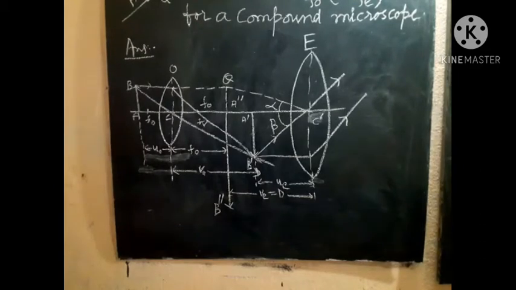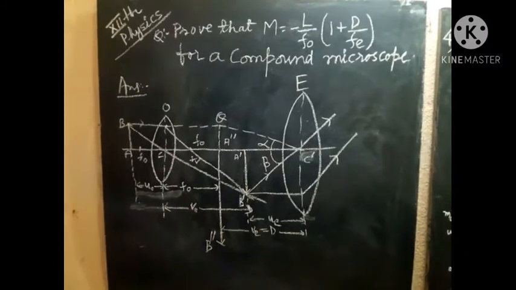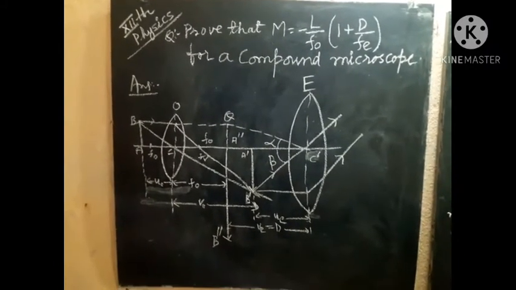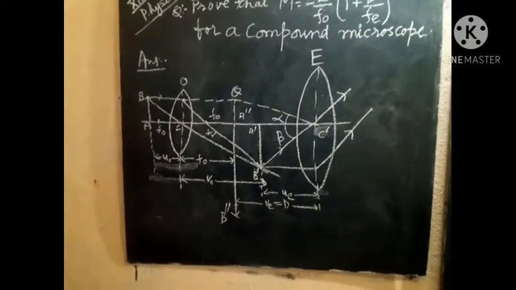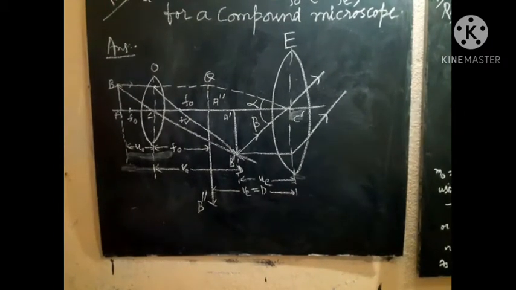Today we are going to make a video of class 12 physics. Here in this video we want to prove that m is equal to L by F0 bracket 1 plus D by Fe bracket closed, for a compound microscope. Try to understand all the things which are given here.